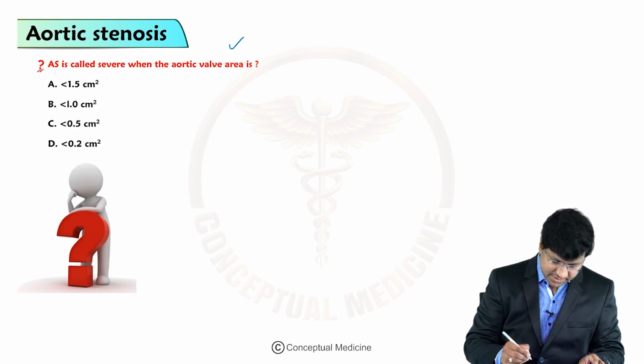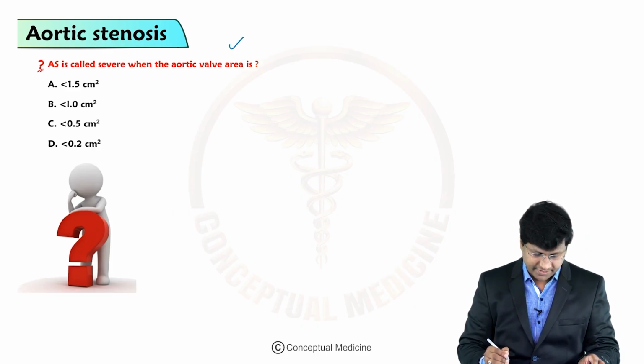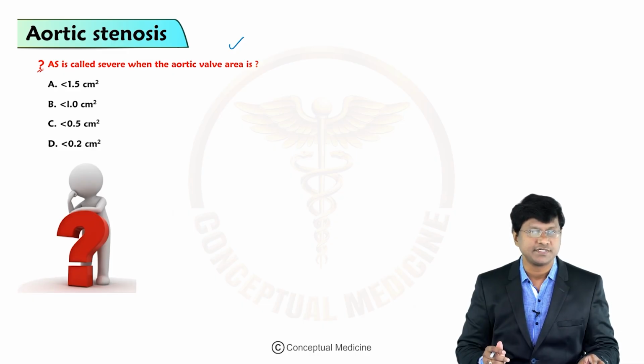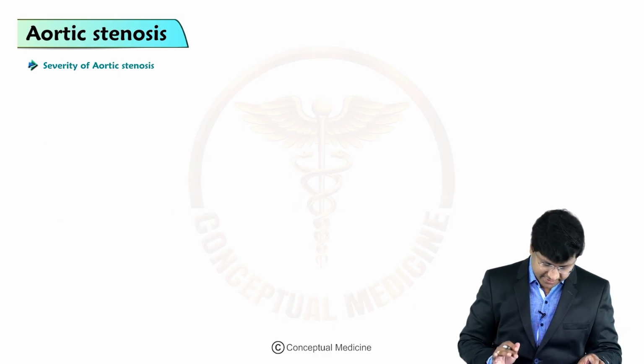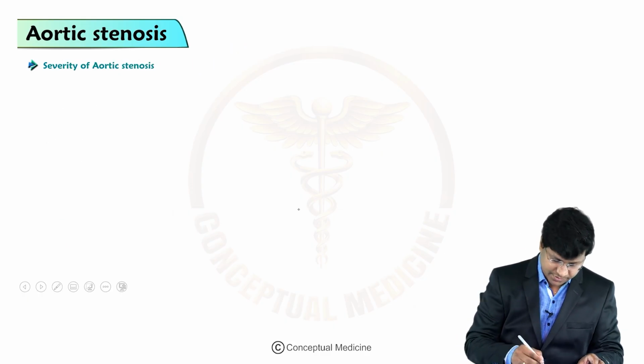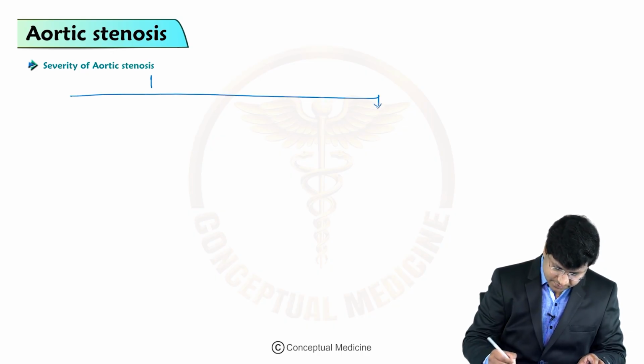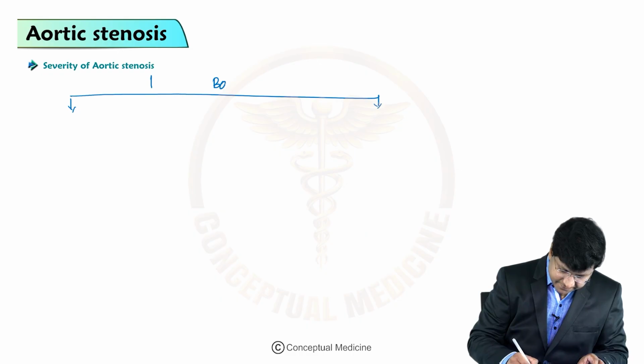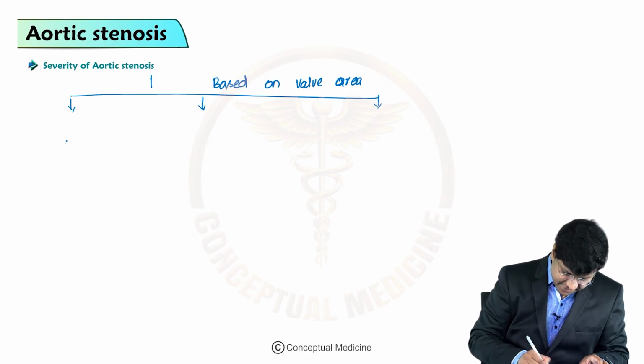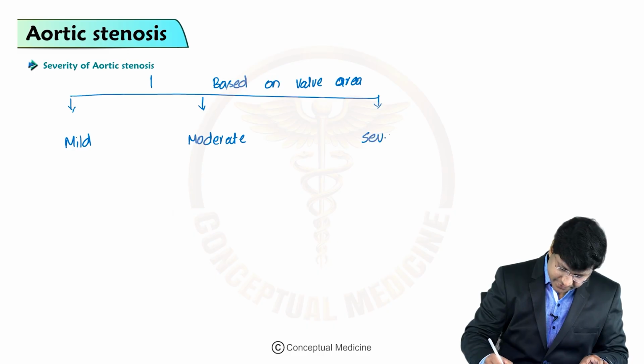And the next question is, aortic stenosis is called severe when aortic valve area is less than 1.5 centimeter square, less than 1 centimeter square, less than 0.5, less than 0.2 centimeter square. Now, the severity of aortic stenosis is based on the valve area. So we classify this into mild, moderate, and as well as severe aortic stenosis.